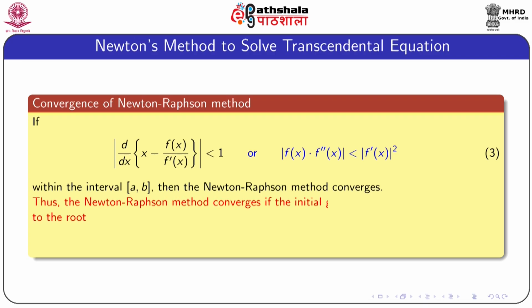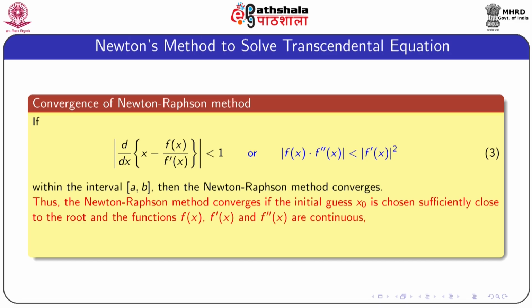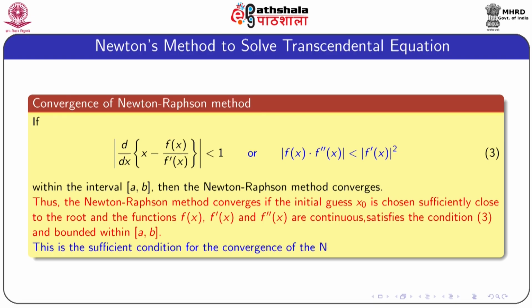Also, the Newton-Raphson method converges if the initial guess x0 is chosen sufficiently close to the root, and the function f(x), the first derivative of f and the second derivative of f are continuous, satisfy the above condition 3 and are bounded within the interval [a, b]. Then this method surely converges to a root. This is the sufficient condition for convergence of the Newton-Raphson method. If this condition is not satisfied, then the method may also give an approximate root, which is close to the exact root xi.